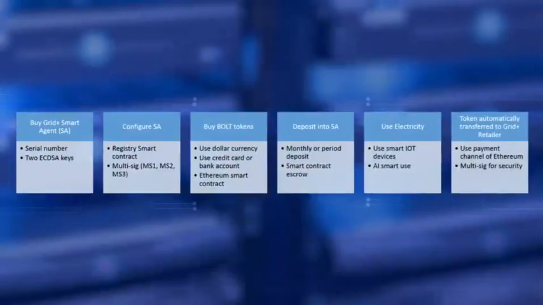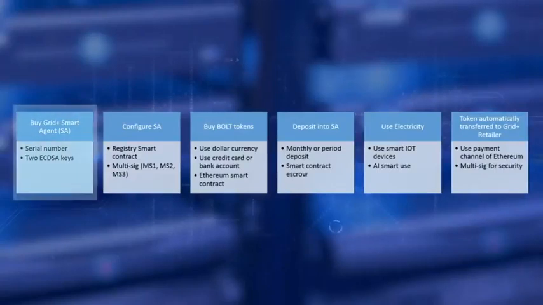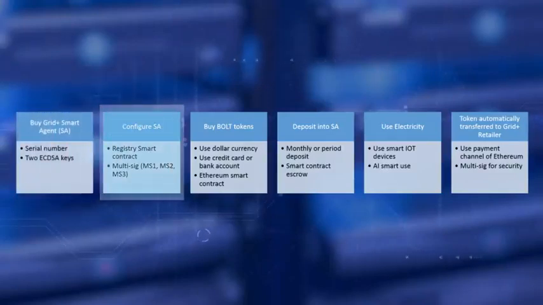The user can be agnostic to the underlying crypto economics. Now, let's explore further. The user buys the smart agent. Using the serial number on the device that is unique, 2 keys are generated. Based on these and a registry smart contract, the smart agent is configured.